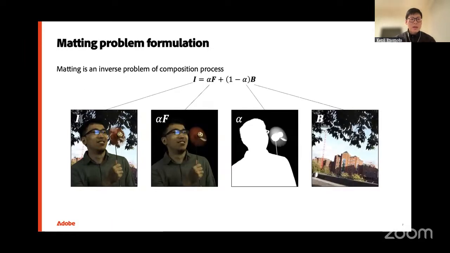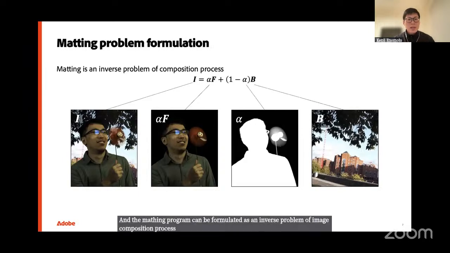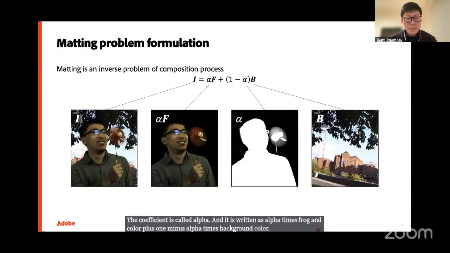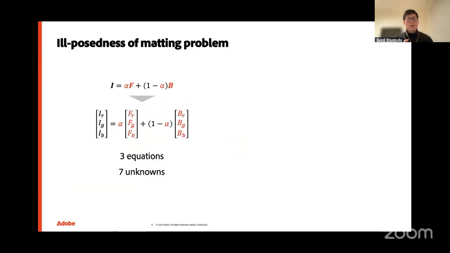And the matting problem can be formulated as an inverse problem of the image composition process. An ordinary image I can be considered as the result of composition of foreground F and background B, and the coefficient is called alpha. It is written as alpha times foreground color plus 1 minus alpha times background color. And in this equation, the alpha matte value, foreground color, and background color are usually unknowns.